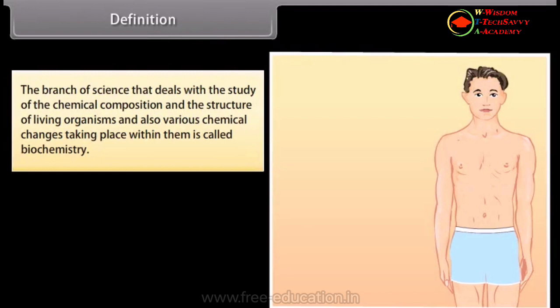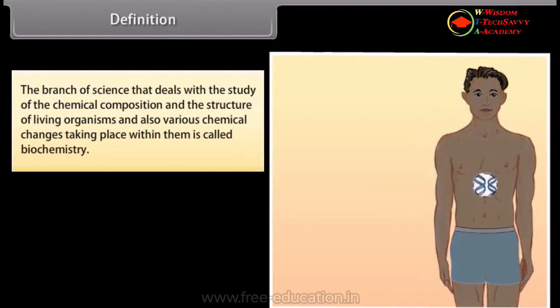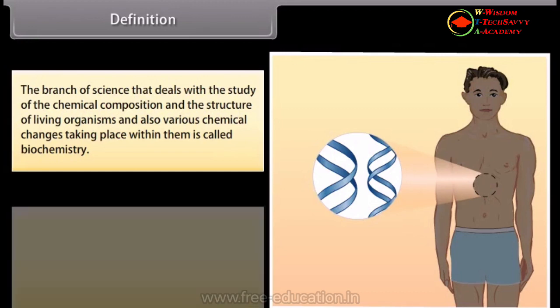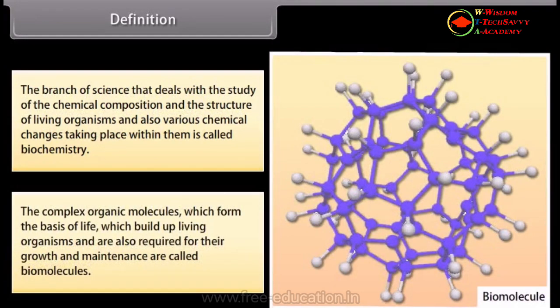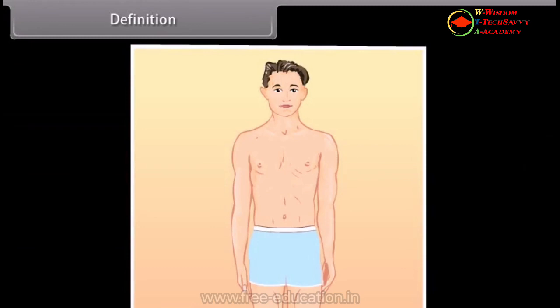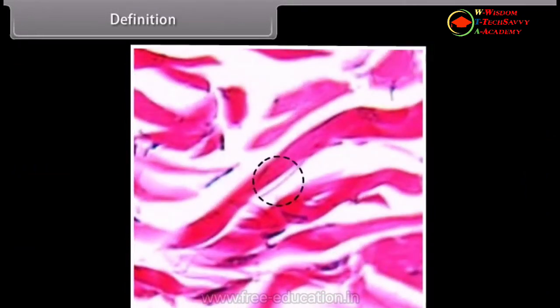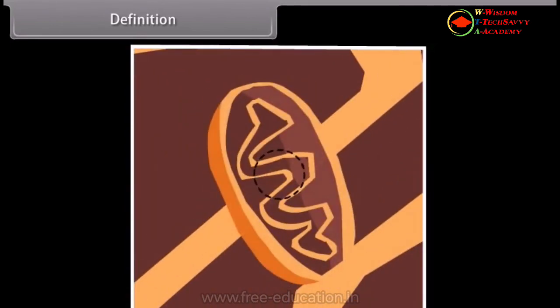Definition. The branch of science that deals with the study of the chemical composition and the structure of living organisms and also various chemical changes taking place within them is called biochemistry. The complex organic molecules which form the basis of life, which build up living organisms and are also required for their growth and maintenance are called biomolecules. Biomolecules are related to the living organisms in the sequence living organism, organs, tissues, cells, organelles, and biomolecules.